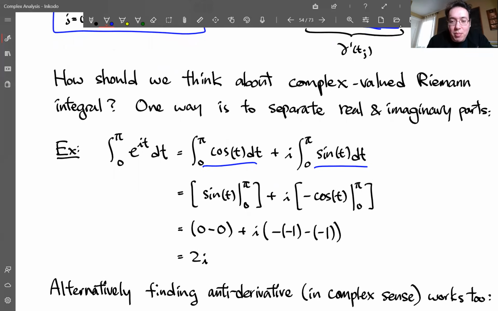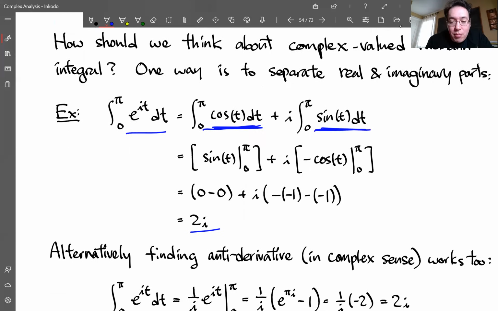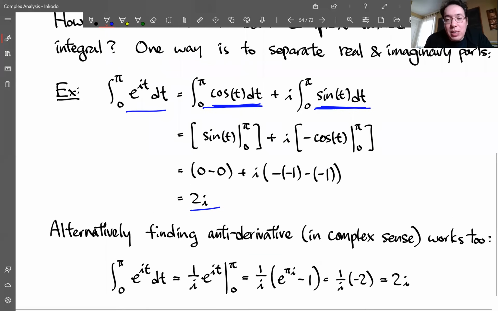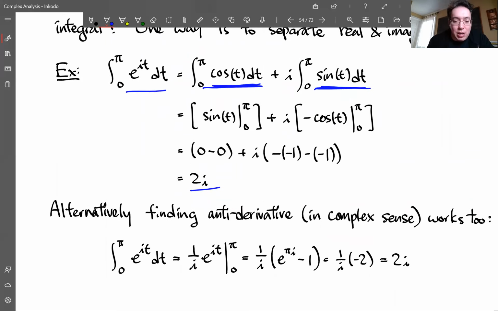So if you're integrating e to the it dt from 0 to pi, the real part of e to the it is cosine t, the imaginary part is sine of t, so you can integrate both of those separately, and then we can get the result. Okay. Most of the time, you don't really even need to separate it. If you find an antiderivative of the complex function, you could just plug it in at the endpoints and evaluate it that way.